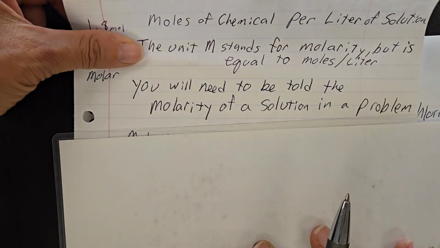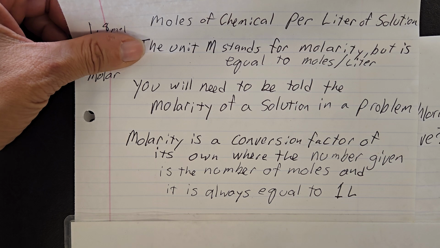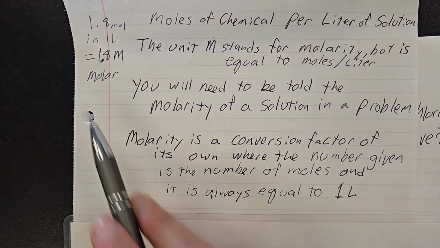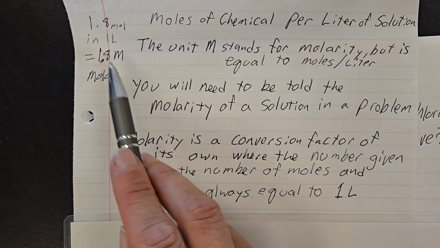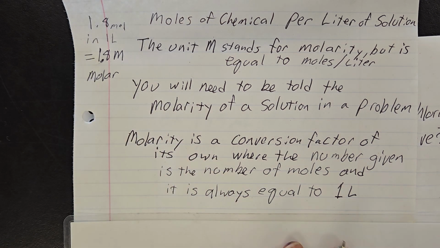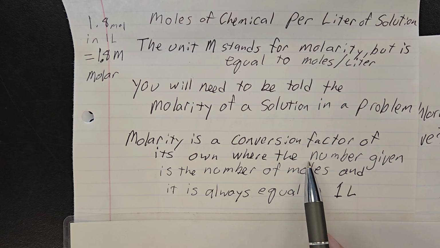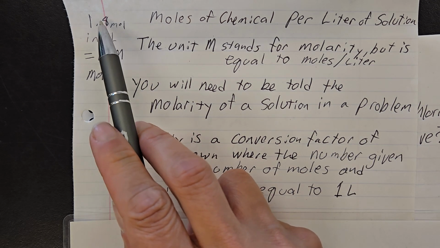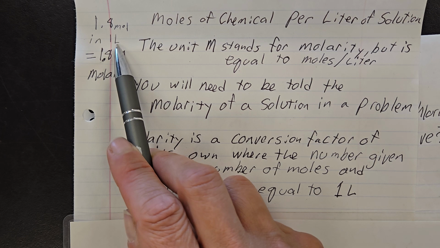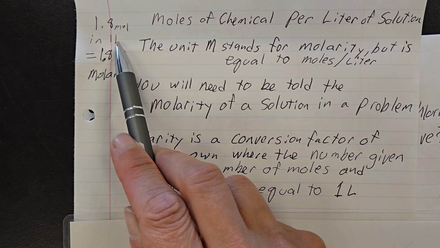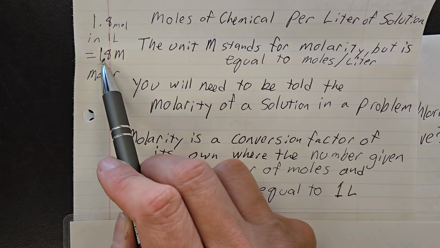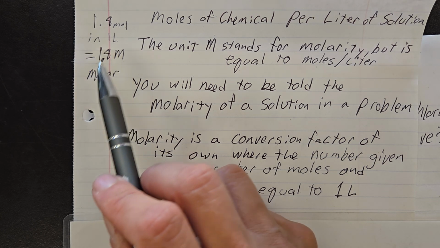So what do we do with it? It is going to be a conversion factor all by itself. You can take this 1.8 molar and turn it back into this ratio right here. The number that's given is how many moles there were, and it's always going to be in 1 liter, because even if we made a solution that wasn't 1 liter, we would have divided to get exactly how many moles would have been in 1 liter.